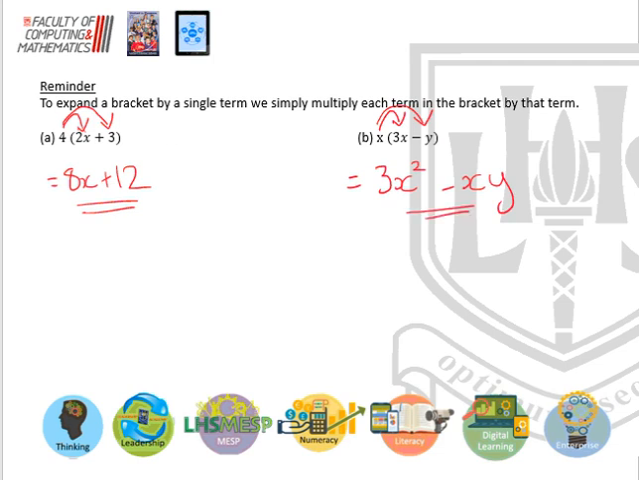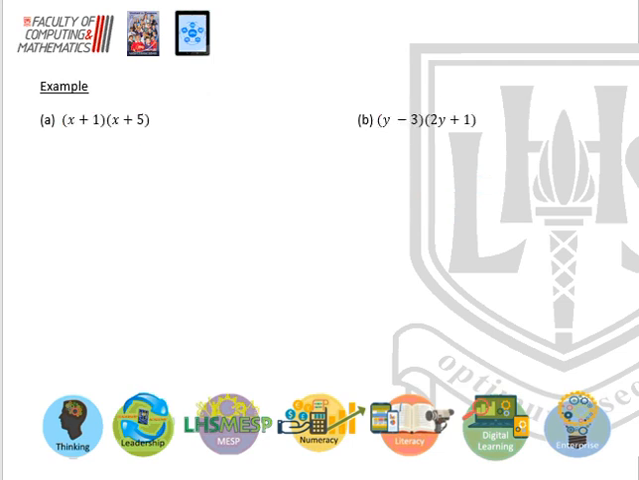Okay, now what we're going to look at now is when it changes. And instead of having just a singular thing, just a 4 or just an x in front of a bracket, you have two things. So in this example A, in front of that x plus 5, you have both an x and an x plus 1. Okay, so to multiply this out of the brackets, we're going to multiply firstly everything in that second bracket by the x. So x times x is x squared, and x times 5 is 5x.